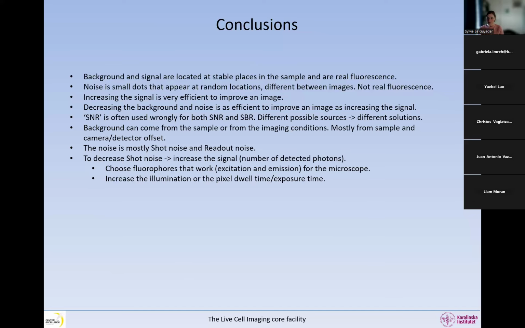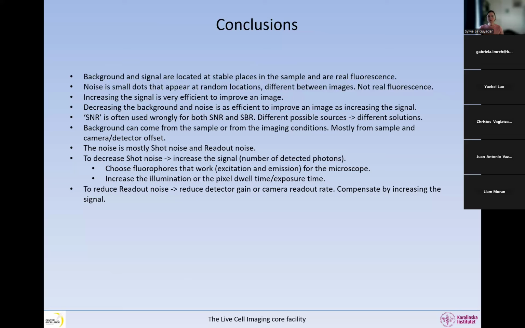To decrease shot noise, increase the signal. So you need to increase the number of photons that are detected by the sensor. Therefore, you need to choose fluorophores that work for your microscope. And then on the excitation and the emission side, you need to increase the illumination power or increase the exposure time or the pixel dwell time.